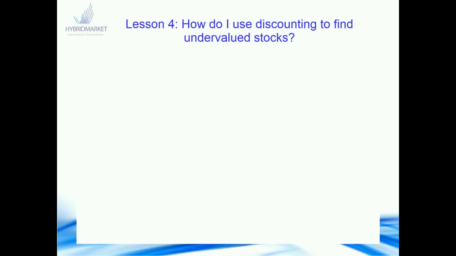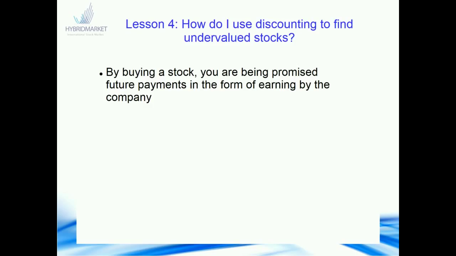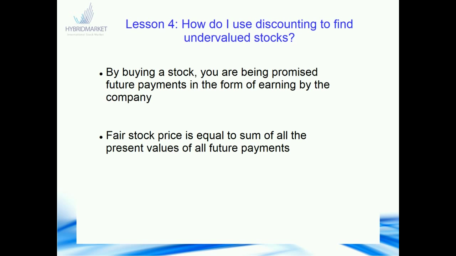How do I use discounting to find undervalued stocks? The simple examples discussed earlier may seem irrelevant to stock investing, but by buying a stock, you are essentially being promised a number of regular future payments in the form of earnings by the company. The stock price today can therefore be just thought of as a sum of all the present values of all future payments, because the sum of the present values of future company earnings is the most you should be willing to pay for a stock.